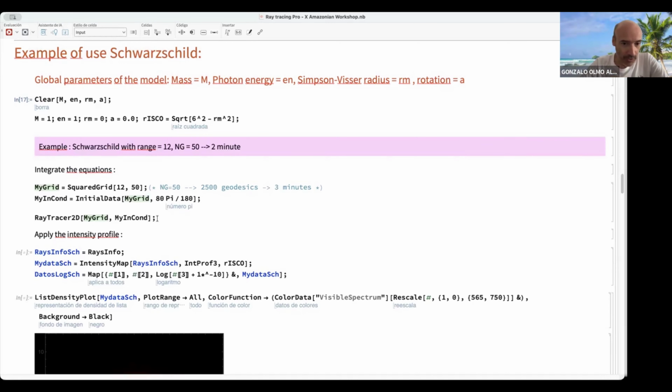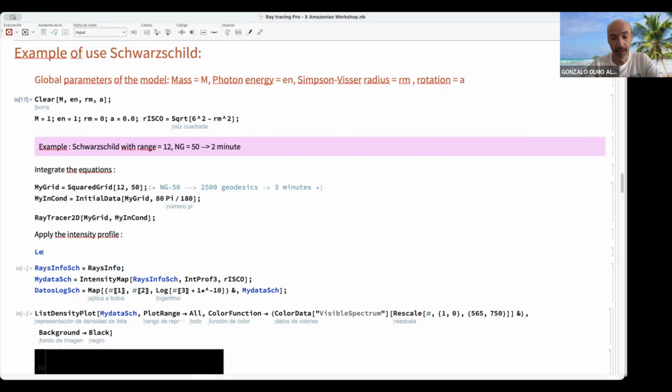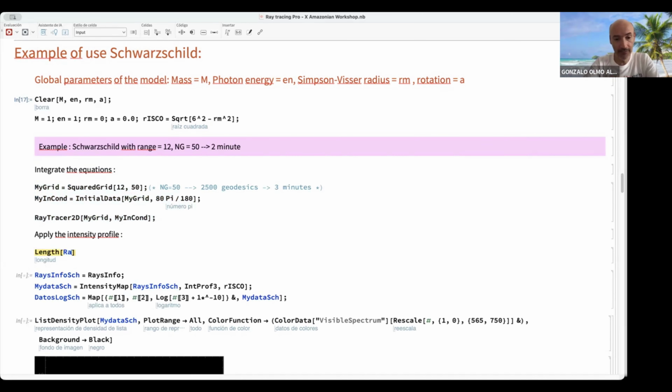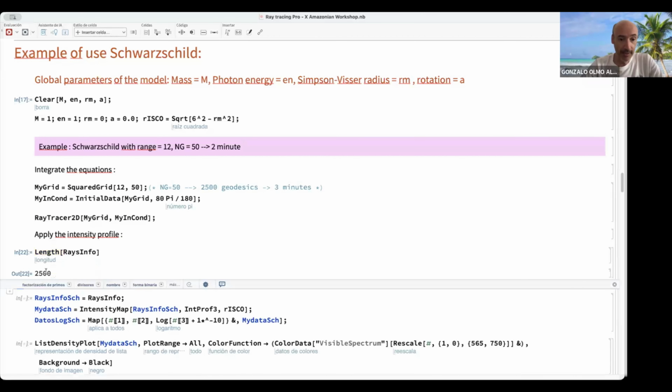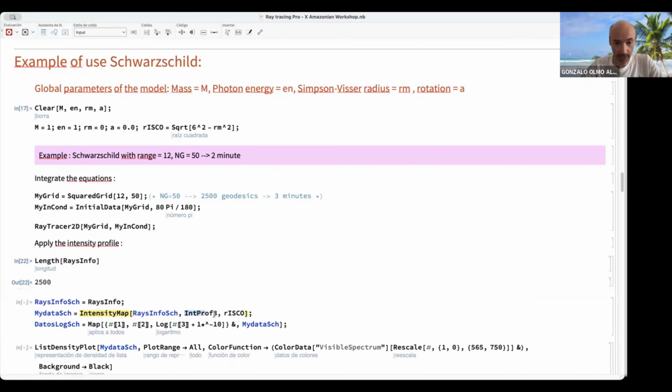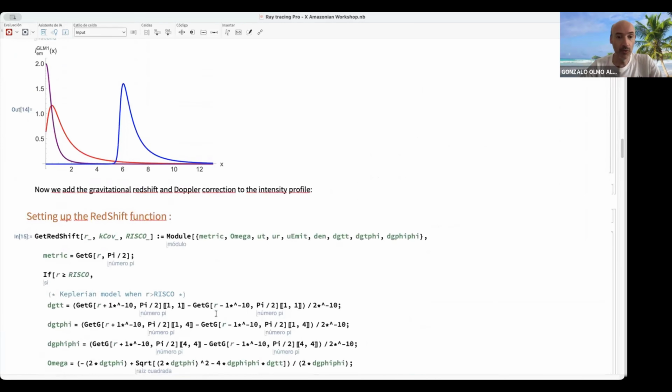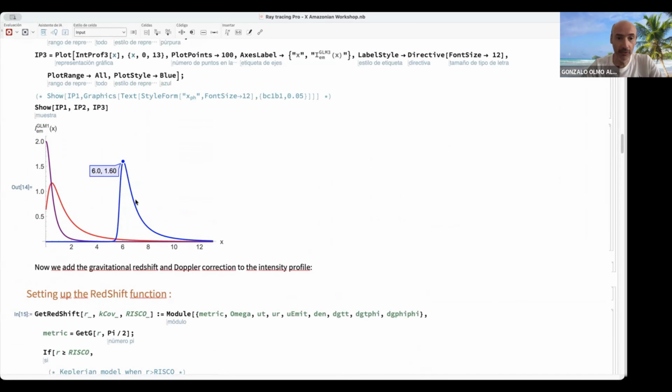Okay, so now we have computed all the geodesics, okay, all the intersection points. We have the ray info file. The array is the one that we want. Let me check the length of that array, ray info. As I said, 2,500, 50 times 50. And now what I have to do is to convolve the intensity profile that we chose. In this case, we are using the third intensity profile. You will know which this is, the ISCO one, the one peaked at the ISCO. Okay, it's the blue one, the intensity profile 3.